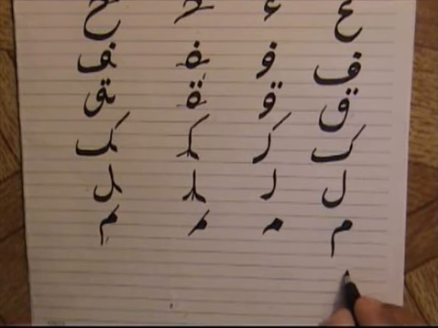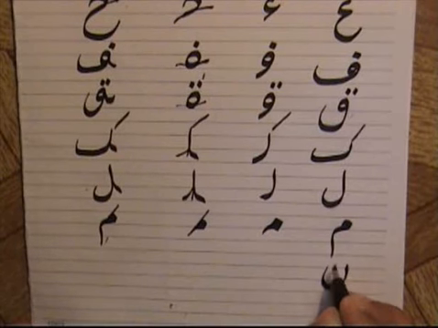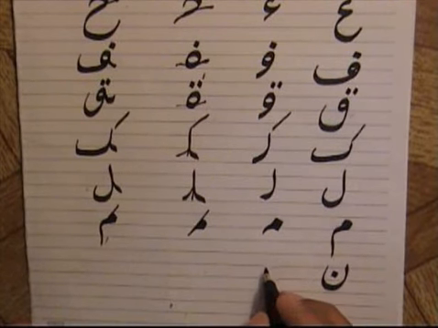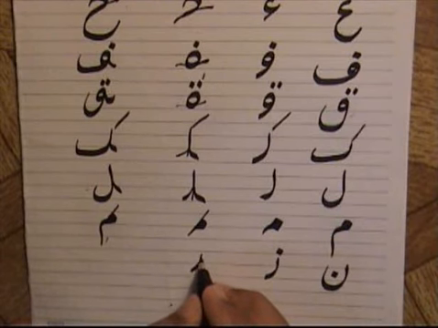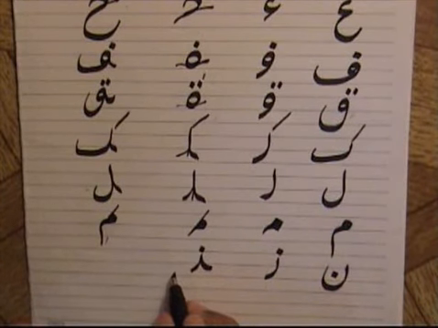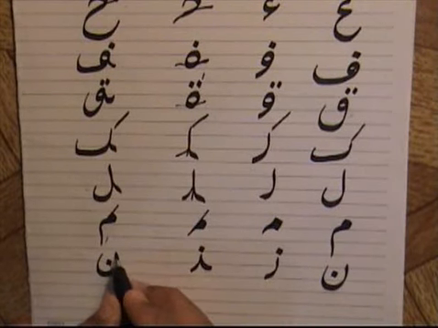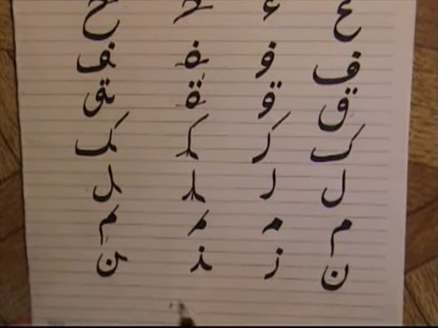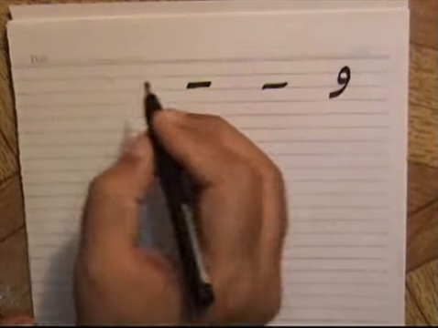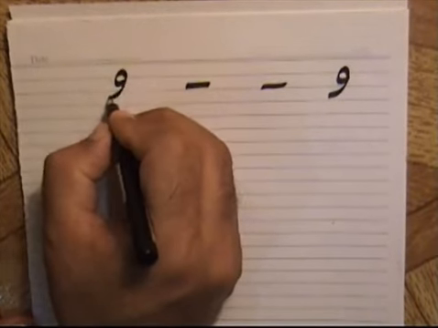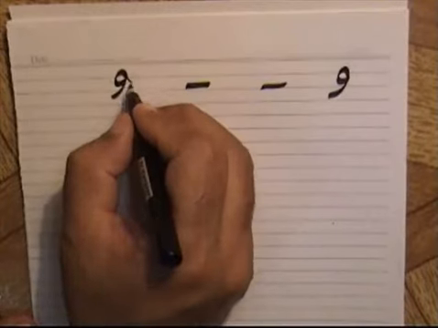For noon, we have the initial position of noon, the medial position of noon, and the final position of noon. Same is true for noon ghunna. Waw is a non-connector, so it has the independent position, no initial, no medial, and waw has the final position only.